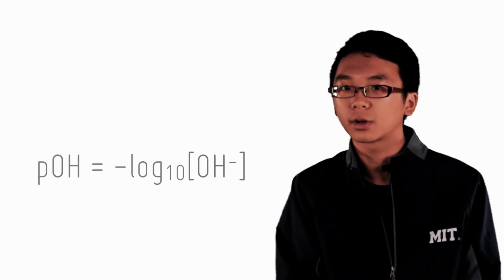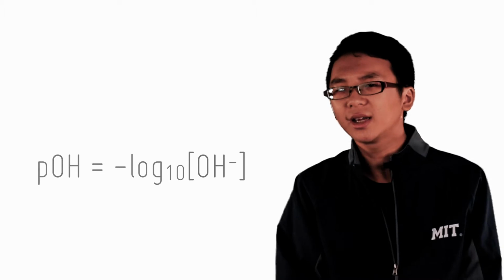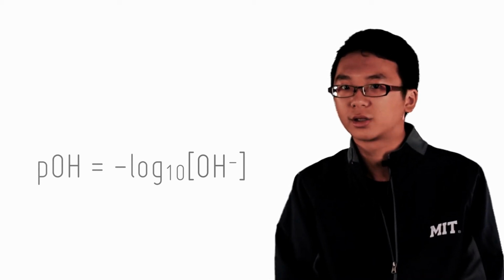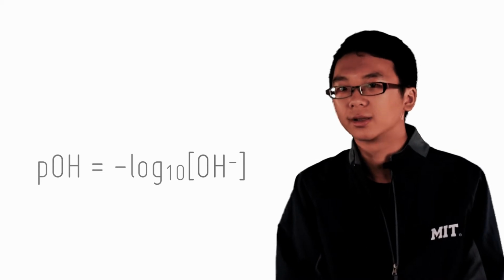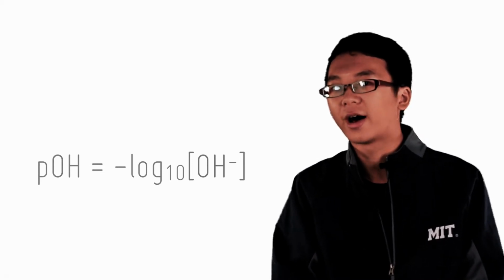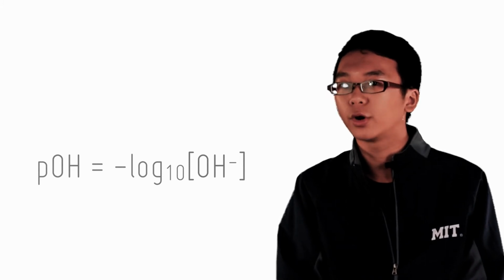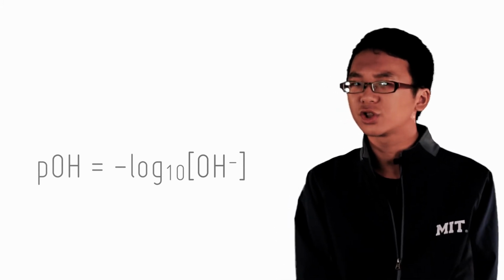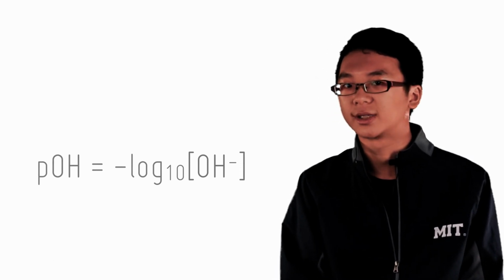We also have a term called pOH, which measures the basicity of the solution. It is similar to pH, just that instead of the concentration of hydronium ions, it is the concentration of hydroxide ions. So if the concentration of hydroxide ions is high, the solution is basic and the pOH is low. If the concentration of hydroxide ions is low, then the solution is not basic and the pOH is high.